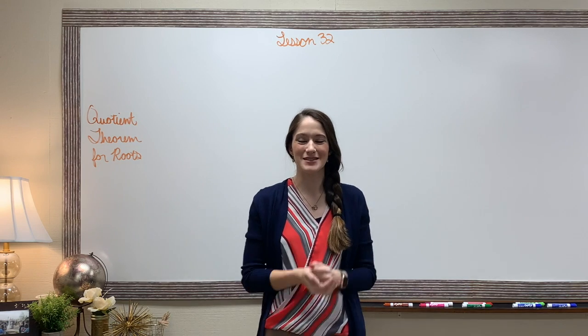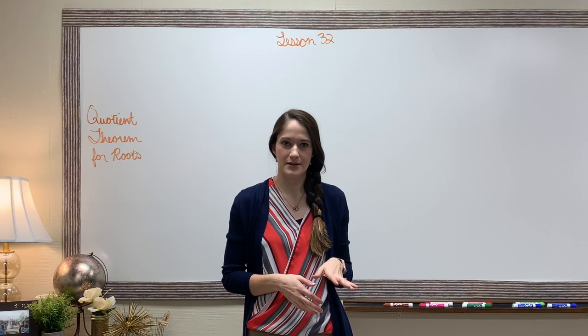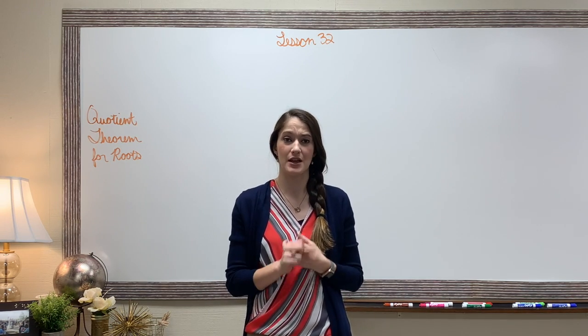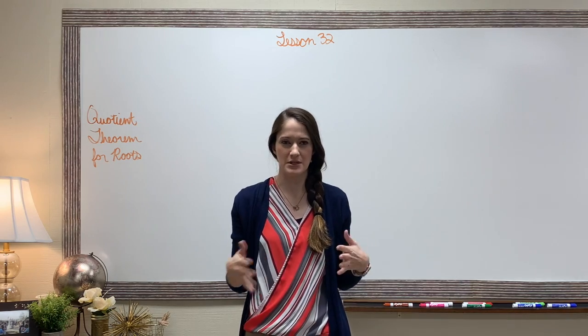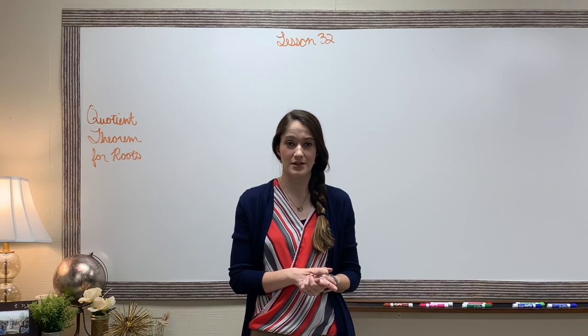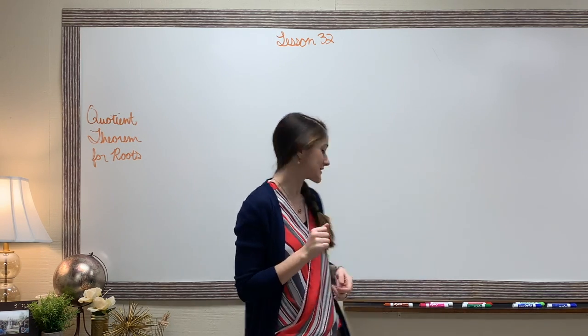Everyone, and welcome to lesson 32 of Conquering Algebra 2. Two concepts that we're going to talk about in this lesson. One is congruency and the congruency of triangles and finding missing sides with things like that. And then the second part that we're going to talk about first is the quotient theorem for roots. So let's get into it.